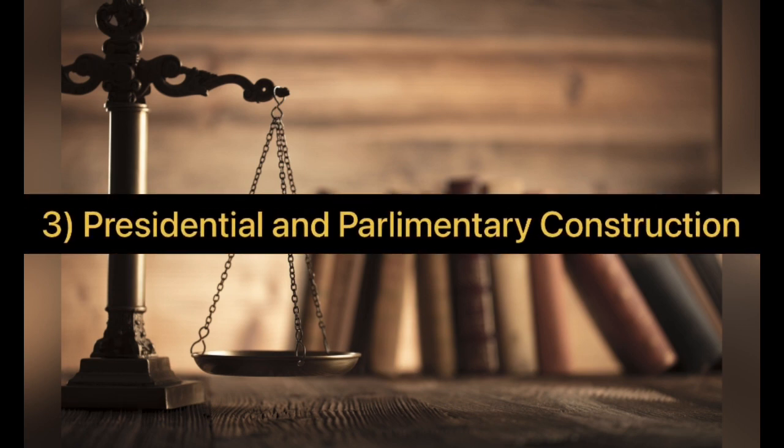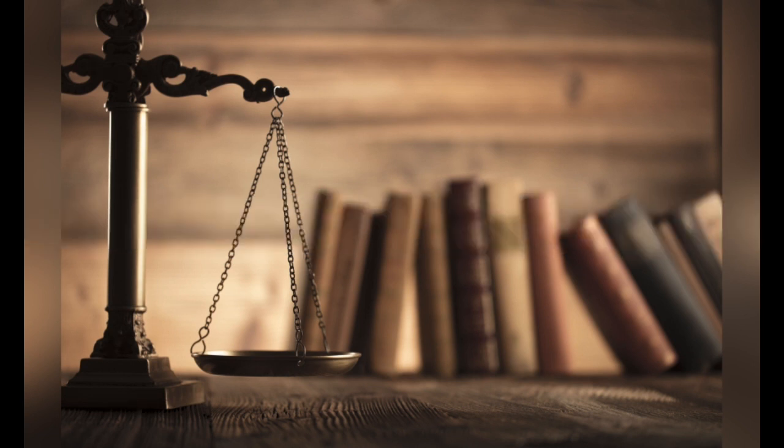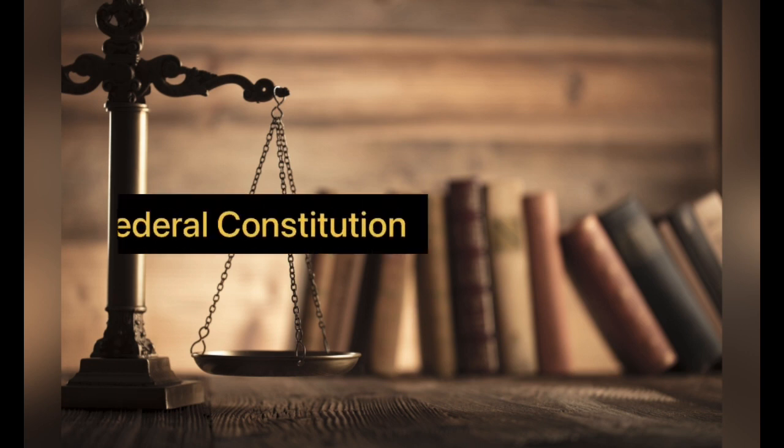3. Presidential and parliamentary constitution. This focuses our mind on the relationship between the legislature and the executive. Where the executive is answerable to and controlled by the legislature, then it is parliamentary, and where the executive is independent, it is presidential. In Ghana, we have a presidential constitution, as our president is not answerable to or controlled by the legislature.